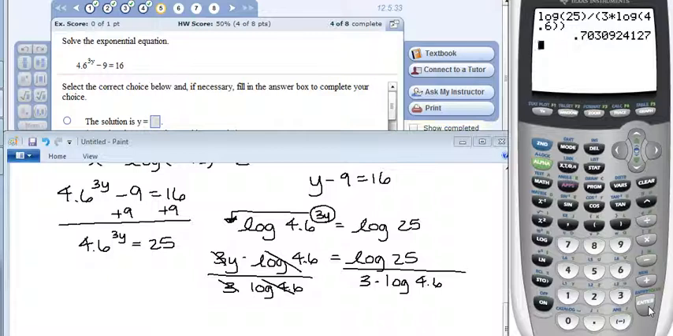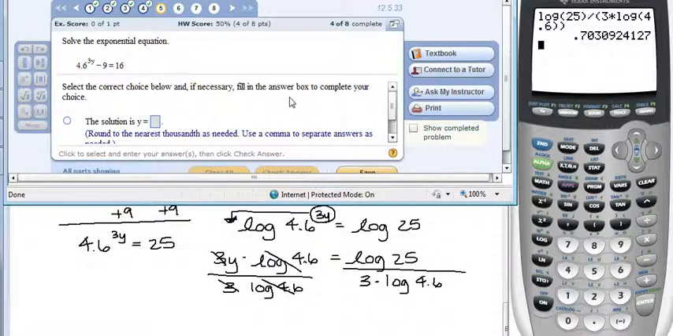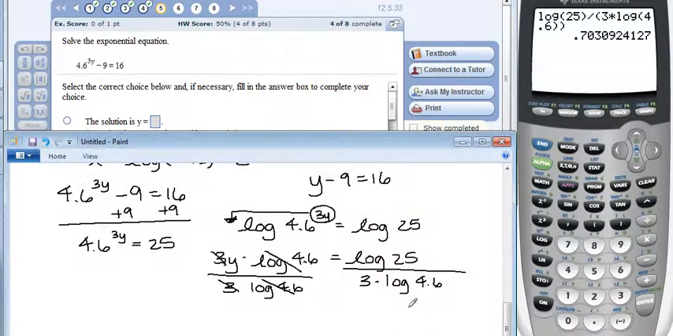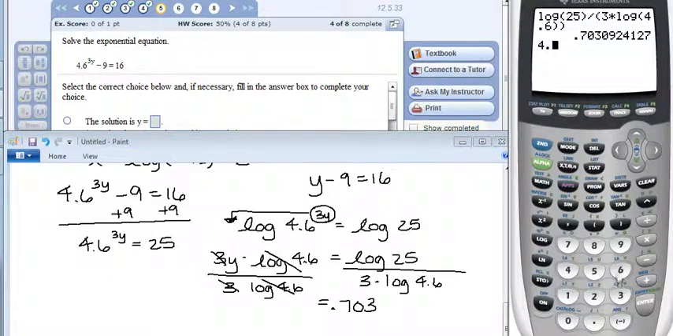Okay? Points. Okay, so what do we need here? How many decimals do we need? Thousands. So we need 3 decimals. Okay, so we have y equals 0.703. Well, before we do anything, before we put it in here, let's check it here. So we would have 4.6 raised to the 3 times 0.703 power. And we're going to see how close we get to 16.